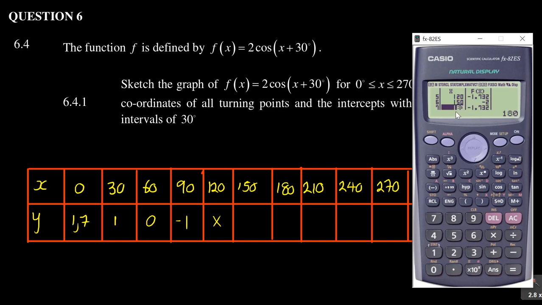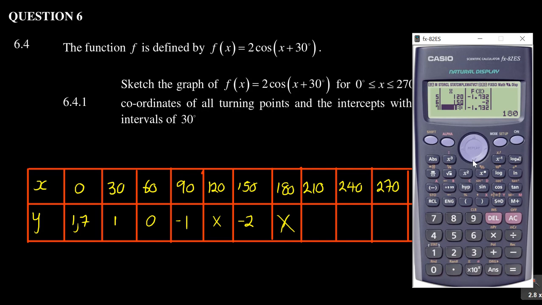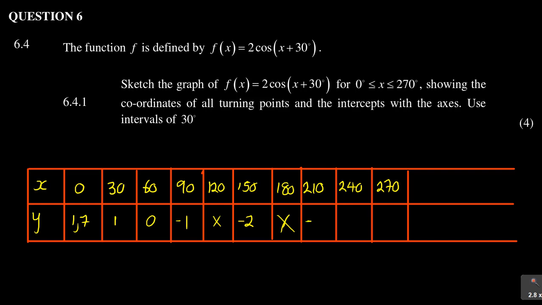150 is also simplified, but 180 also has a decimal, so I'll focus on 150, which is minus 2. This we will leave out. 210 is good, and 240 is good, and 270 is good. So from 210 it is minus 1, 0, and 1. So I've got minus 1, 0, and 1. You can see these are the points that I have.